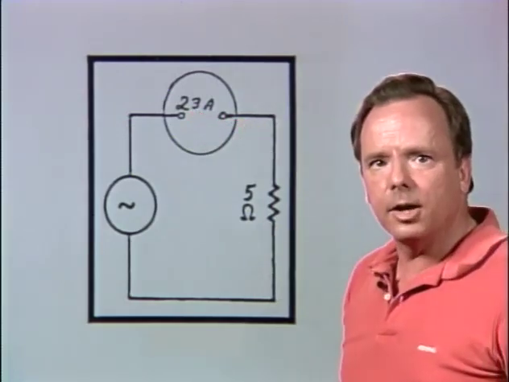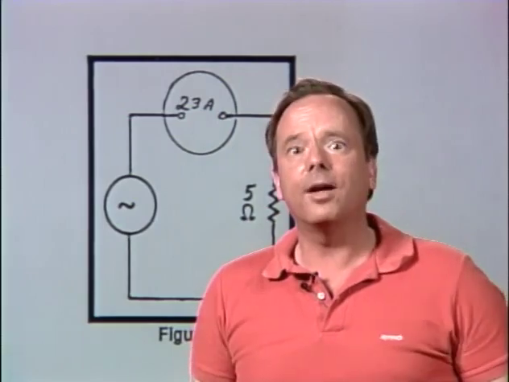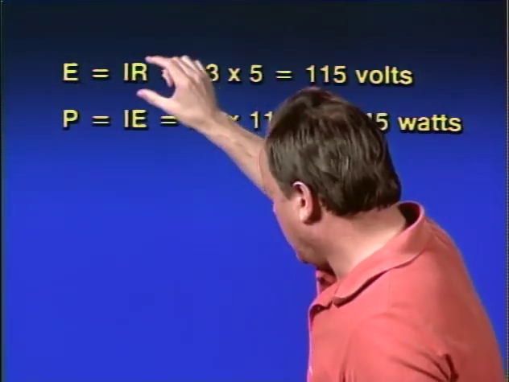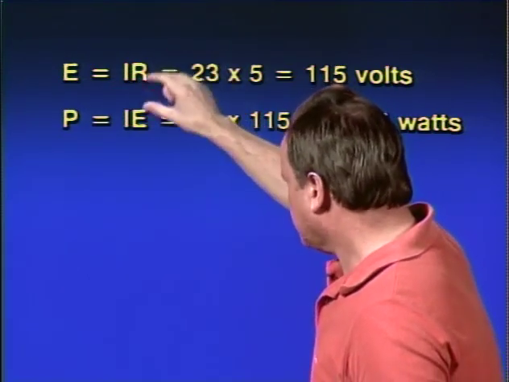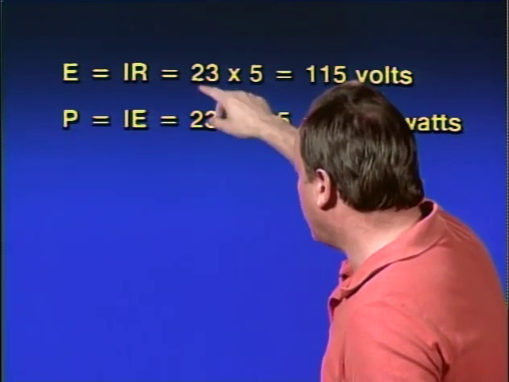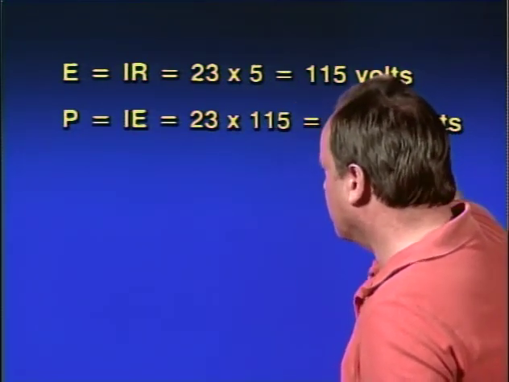So now let's take a look at what we need to do to find volts. Well, if you remember the formula, it's very simple. Volts equals the amps times the resistance. And we have 23 amps and resistance of 5 ohms. It's 115 volts when you multiply that out.